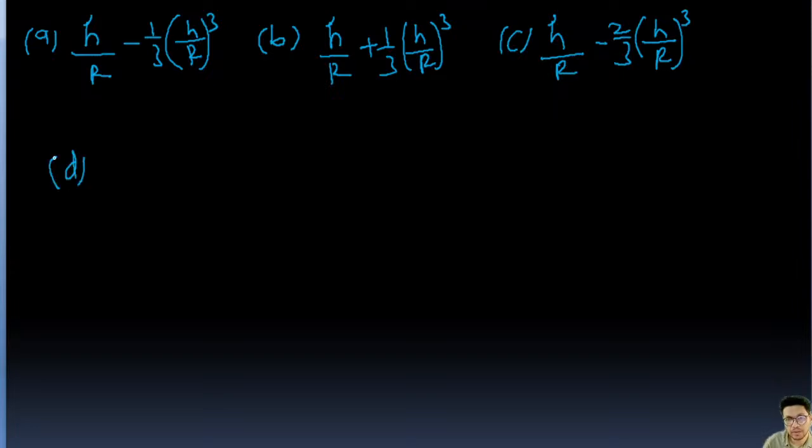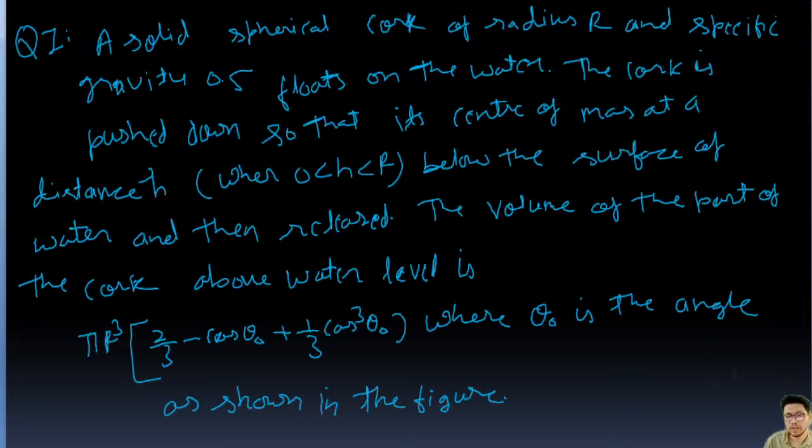And option D is h by r plus 2 by 3 h upon r cube. Okay, so this is the question. Very good question, guys. And this question is based on Archimedes principle.